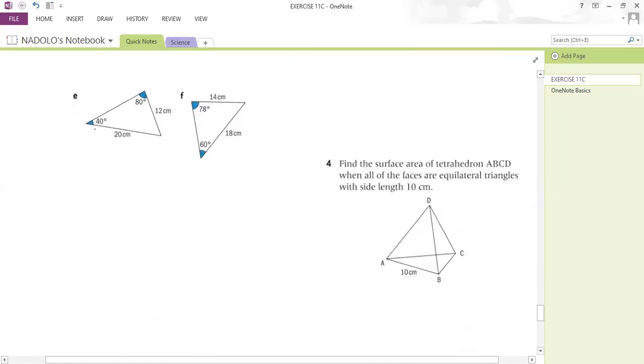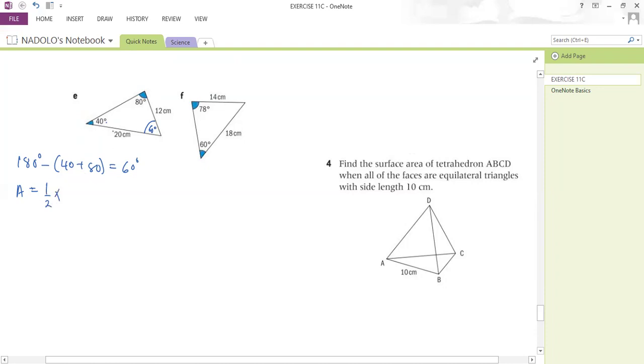Part E, you have two sides, but there's no angle in between them. But we have the property of a triangle that all the angles add up to 180 degrees. That means if we subtract the already given angles from 180, we'll be able to get the missing angle. So 40 plus 80 subtracted from 180 should be 60 degrees. So the angle between these two measurements is 60 degrees.